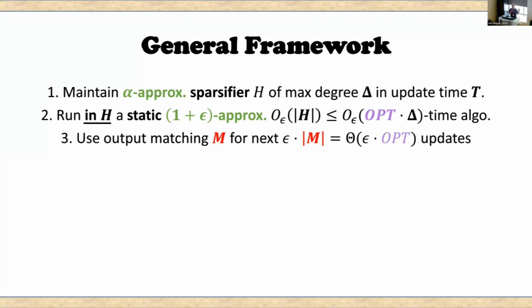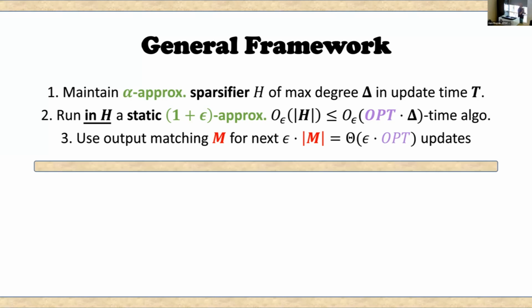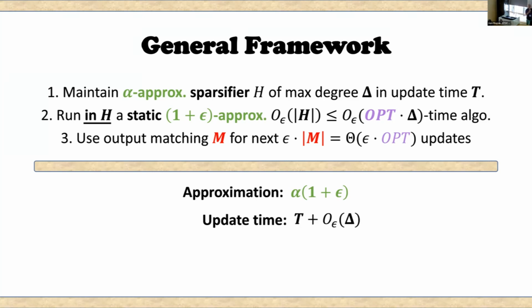That's it. The analysis is essentially exactly what we saw before. At the beginning of every one of these phases, you have roughly an alpha approximate matching. After a short phase, nothing really changed. You're still alpha approximate. And the runtime is the max degree of the sparsifier plus the time needed to maintain the sparsifier. Fairly direct.